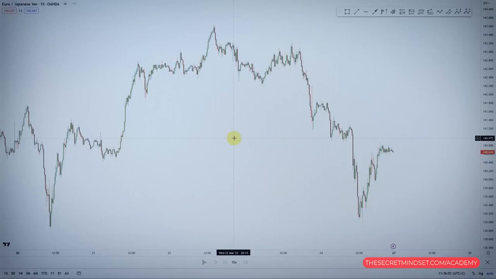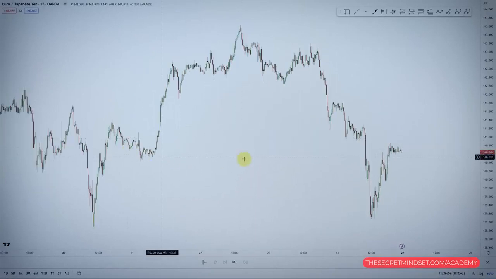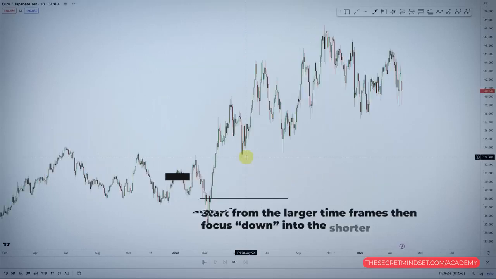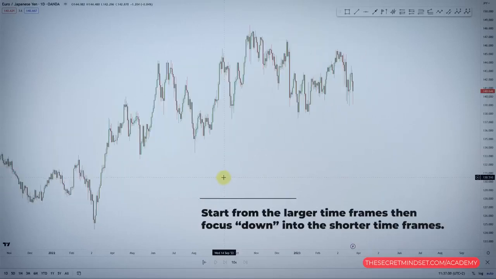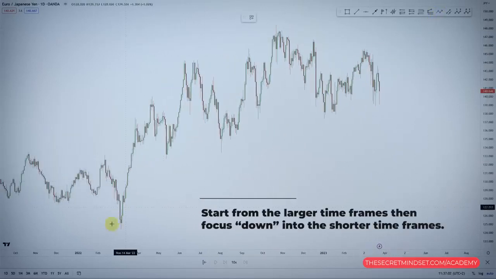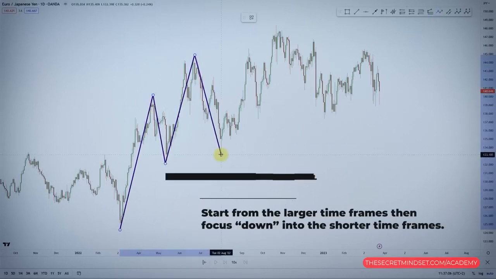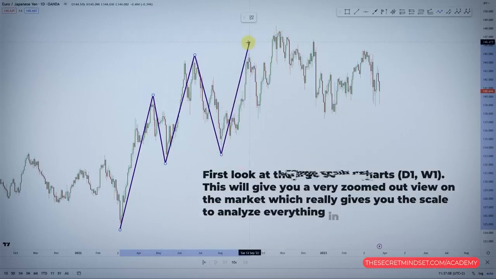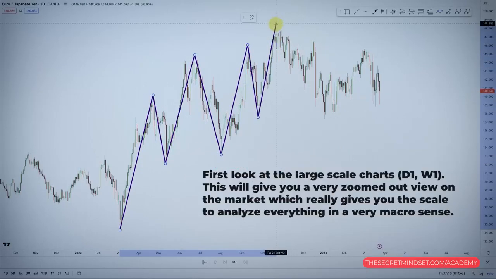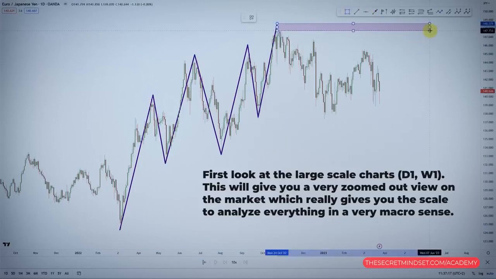In your technical analysis, it's better to use a top-down approach. In a top-down analysis, you start from the larger timeframes, then focus down into the shorter ones. For example, when you are looking for trade setups, you will be looking at a large-scale chart, perhaps the daily or the weekly chart. This will give you a very zoomed-out view on the market, which really gives you the scale to analyze everything in a very macro sense.